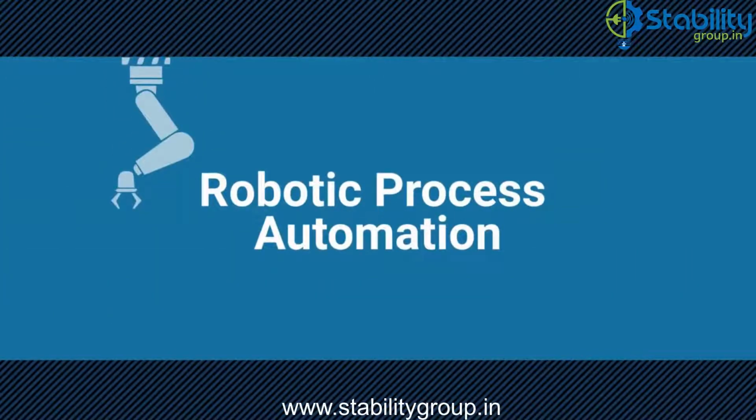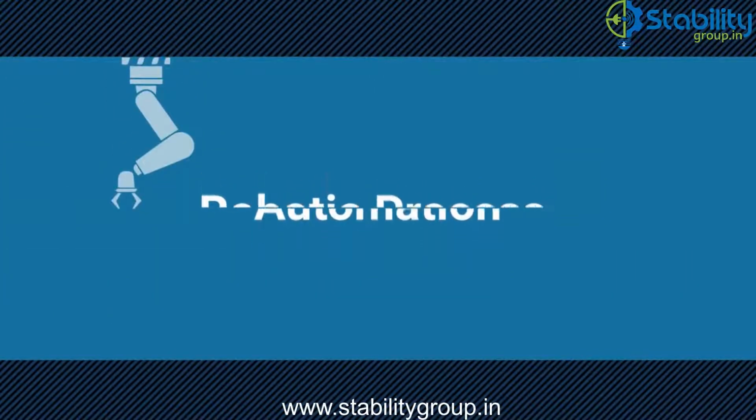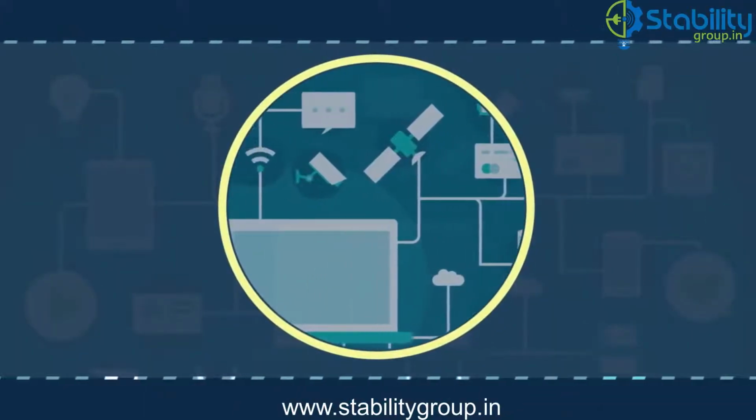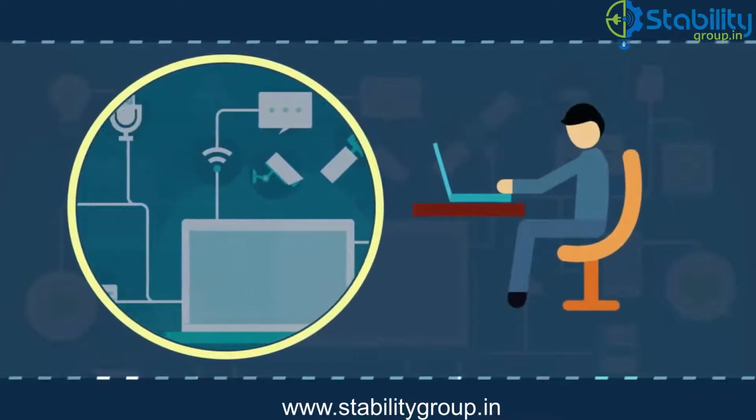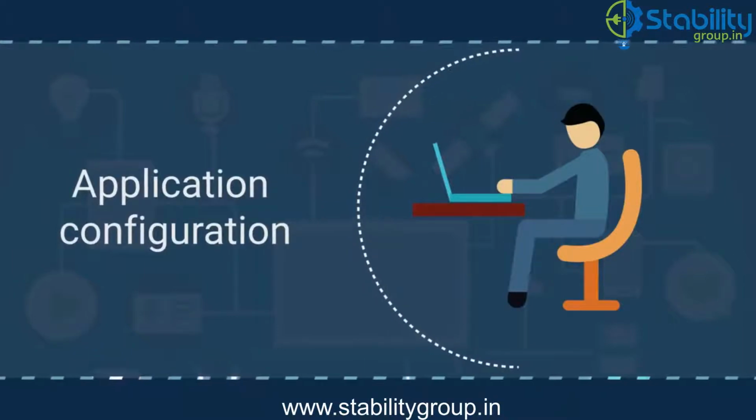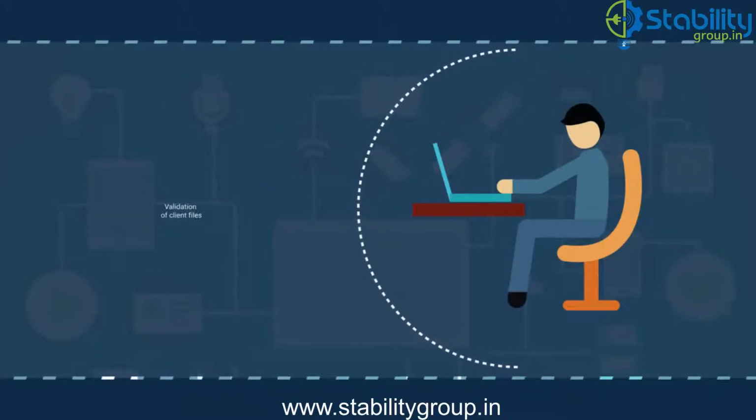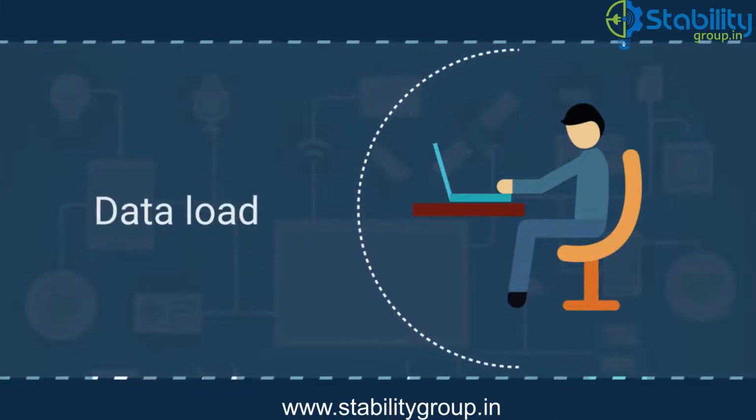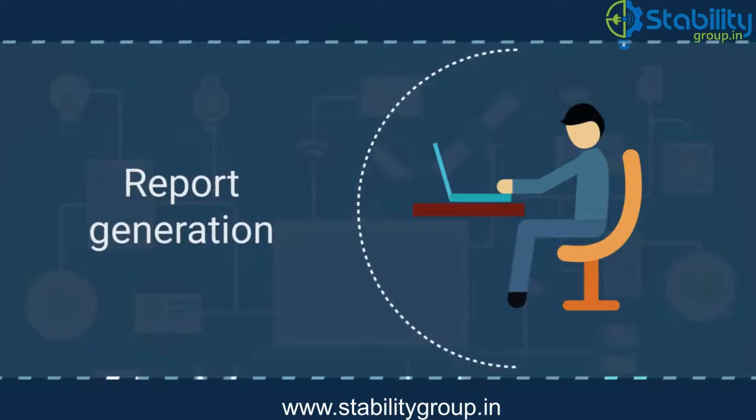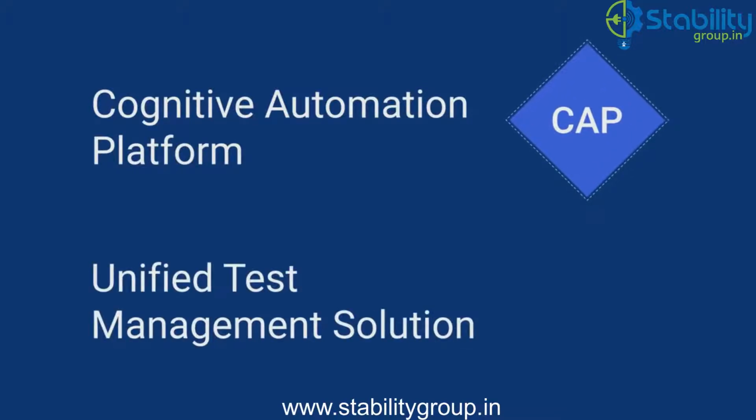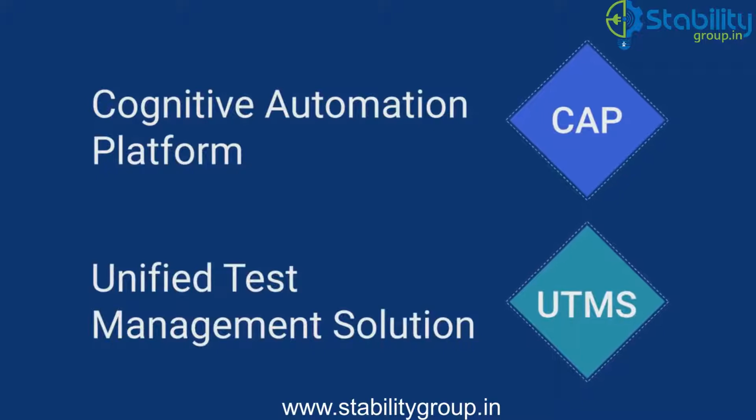Robotic Process Automation, RPA. Robotic Process Automation is a solution to automate the day-to-day manual tasks performed by configuration analysts. Manual tasks include application configuration, data entry, validation of client files, creation of test data, data loads, and report generation. The solution uses the following components: Cognitive Automation Platform, CAP, and Unified Test Management Solution, UTMS.